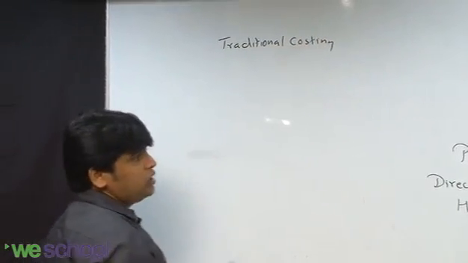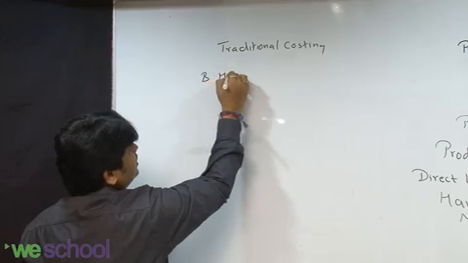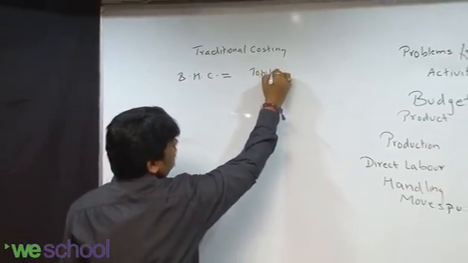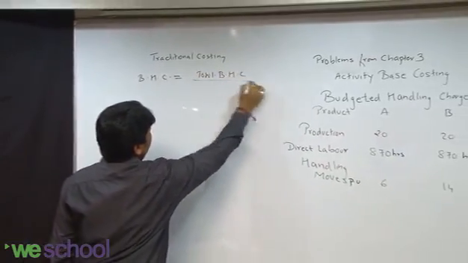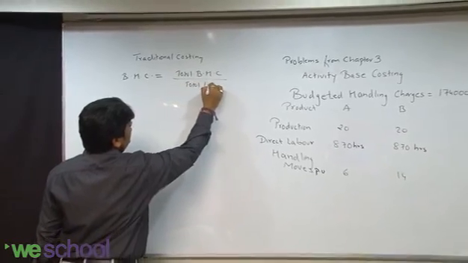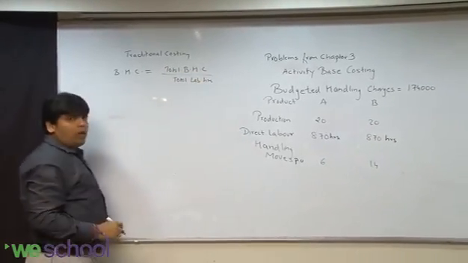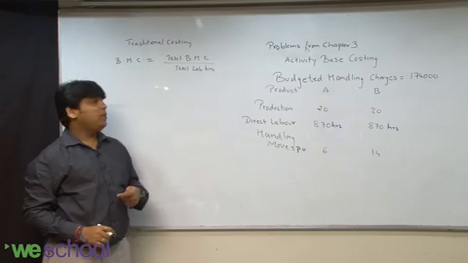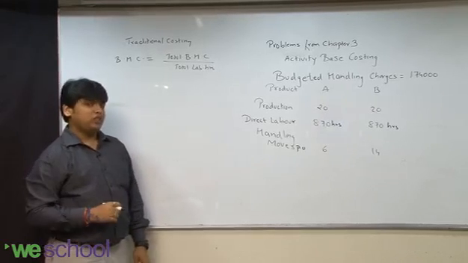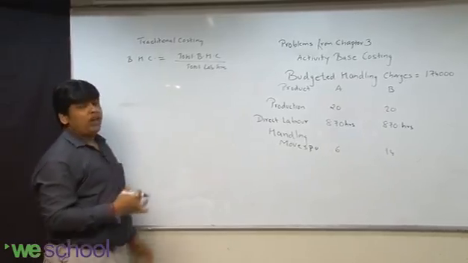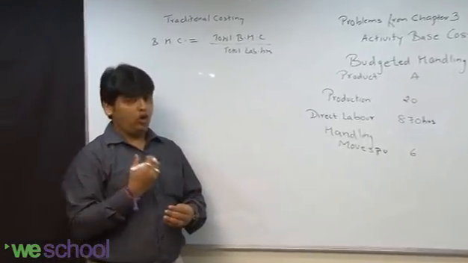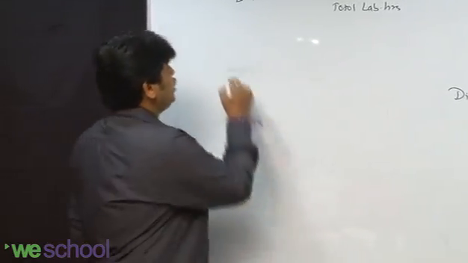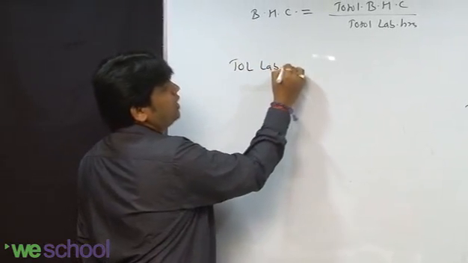In the traditional costing method, the total budgeted handling charges will be divided by total labor hours. This is the formula I am going to apply in order to calculate the rate of handling charges on the basis of labor hours. For that I have to find out the total labor hours utilized by the company for both the products. So let us first find the total labor hours.